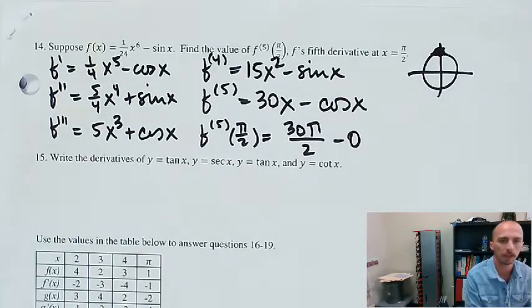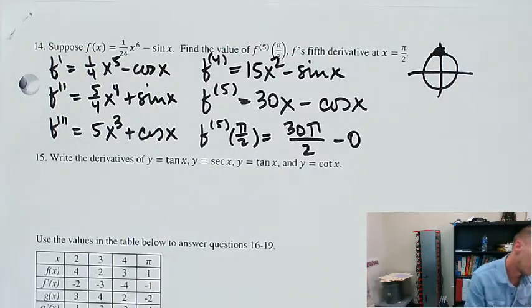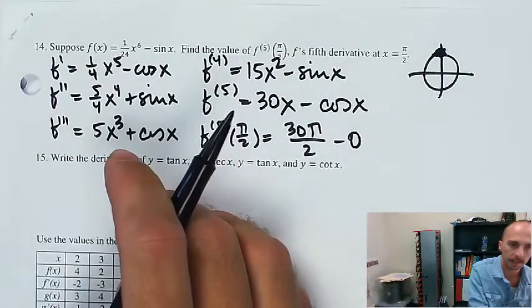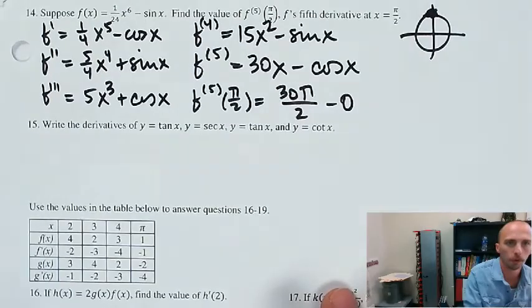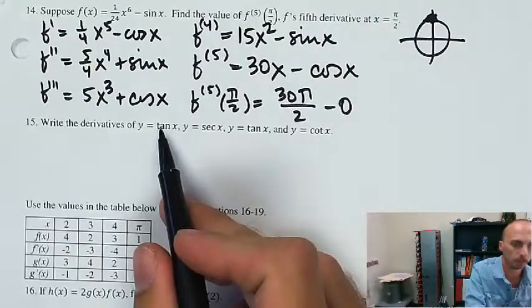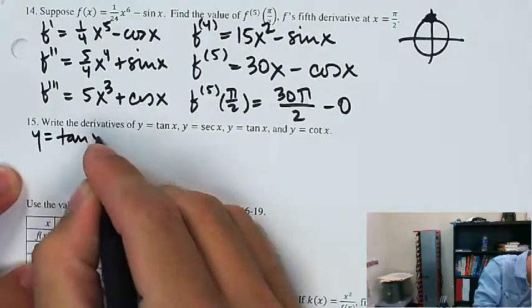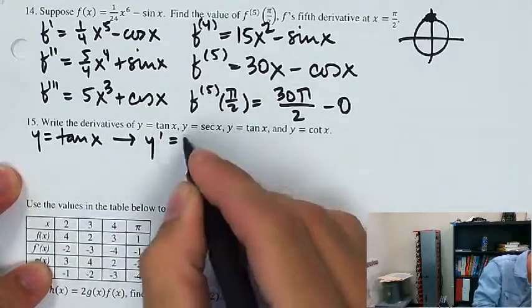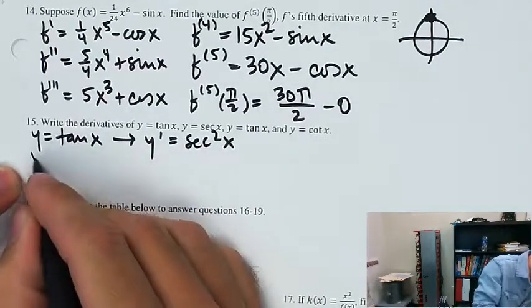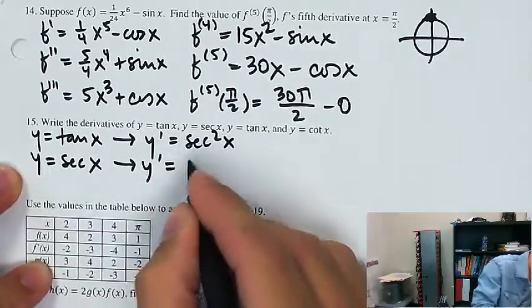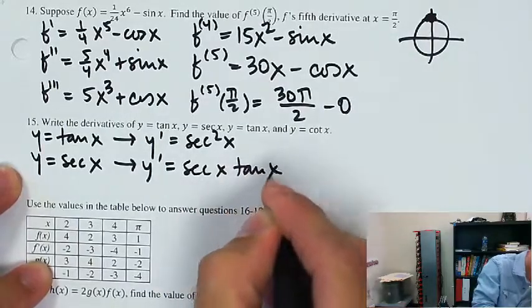All right, write the derivatives of tangent, secant, cosecant, and cotangent. I'm not going to ask you to write the same thing twice. But what I will tell you is that if you need support on why these are true, it's all quotient rule. So tangent, you find it with sine over cosine. If y equals tangent x, y prime equals secant squared x. If y equals secant x, y prime is equal to secant x tangent x.